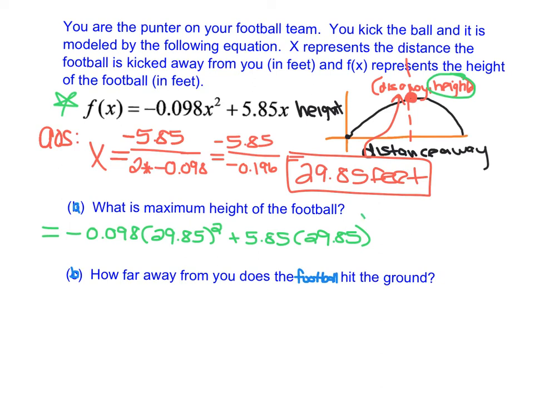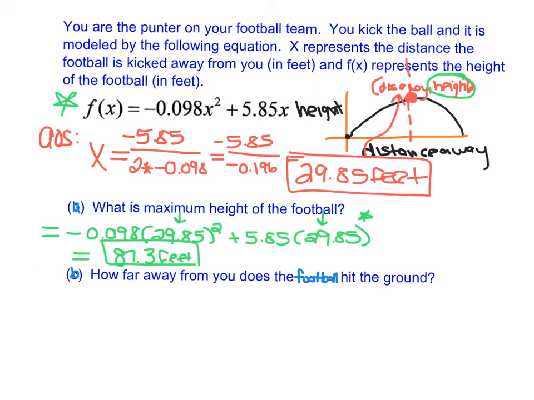Now you can do this step by step using the order of operations, or you can just plug it in as a stream of numbers on your calculator, utilizing parentheses around the number that you substituted, and you'll find that you have a maximum height of about 87.3 feet. So our maximum height is 87.3 feet up in the air.